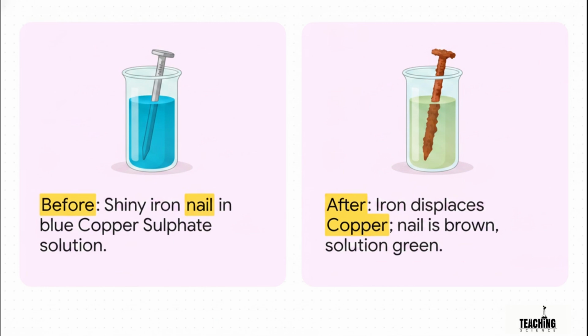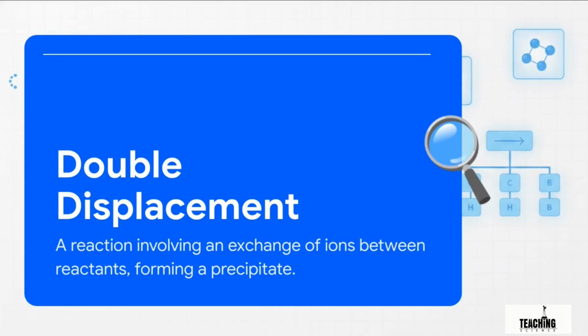After waiting about 20 minutes, a total elemental takeover has occurred. Iron is actually more reactive than copper, so it literally kicks the copper right out of the solution. That displaced copper coats the nail, making it look brownish, while the solution itself actually fades from blue to green, because it's now iron sulfate. Wild, right? But wait, what if both reactants swap partners? Well, that's called a double displacement reaction, an outright exchange of ions between the reactants.